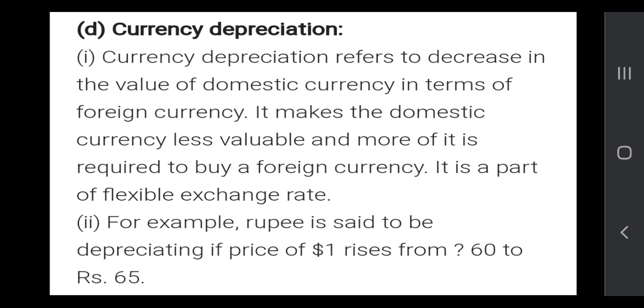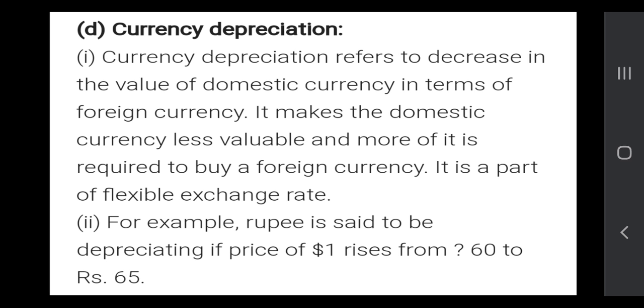Means there is increase in the rate of exchange in flexible system, automatically. Increase in the rate of exchange means our domestic currency value will automatically decrease. Okay, so this is called currency depreciation. And devaluation means government decreases the value of currency. So this is mainly the difference between depreciation and devaluation.